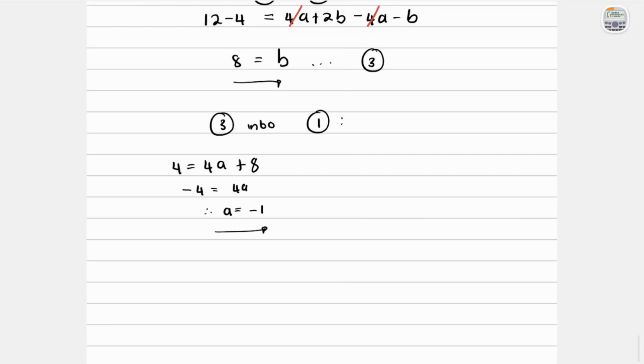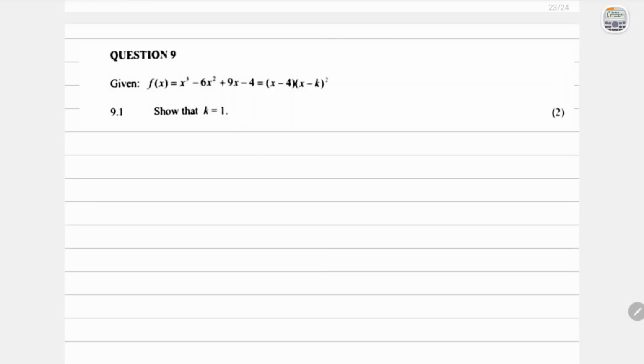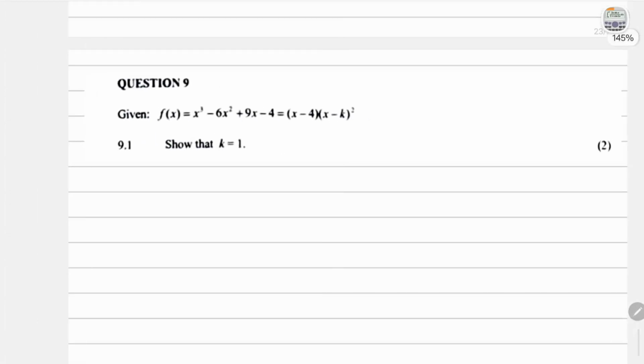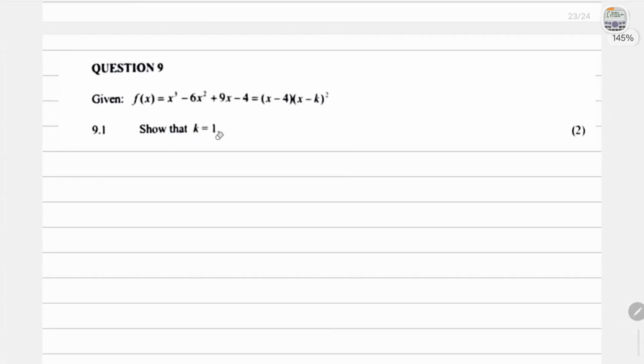Moving on to the next question. And we're on question 9. Question 9 says, given f of x is equal to, and we have a cubic, but they also factorize it for you, which is nice. I like when they do that. So we have show that k is equal to 1. Show them k is equal to 1.